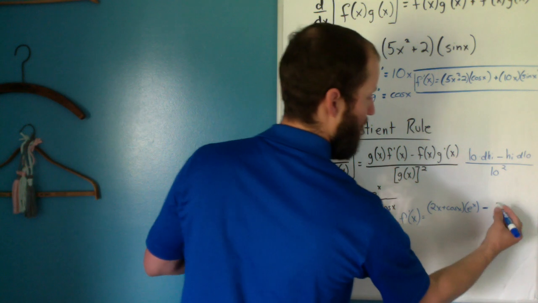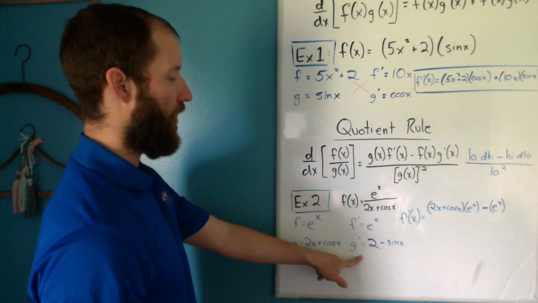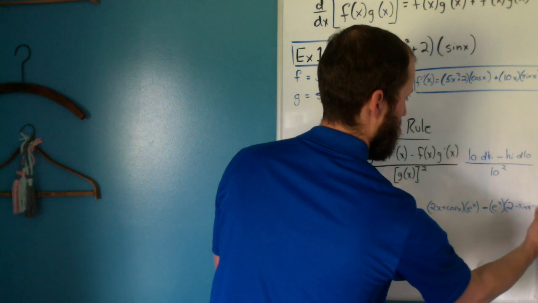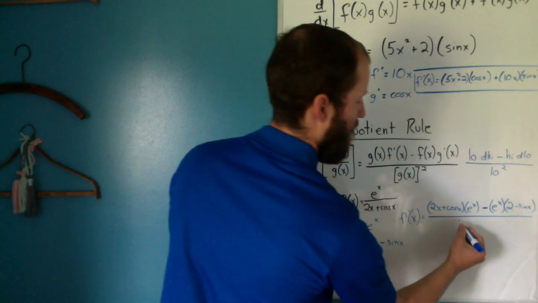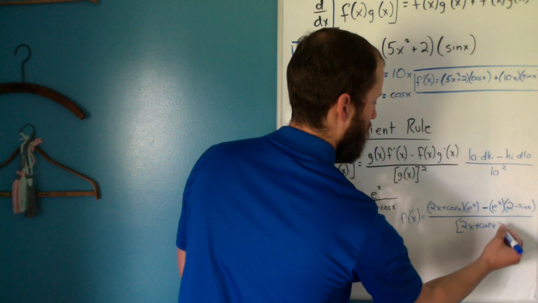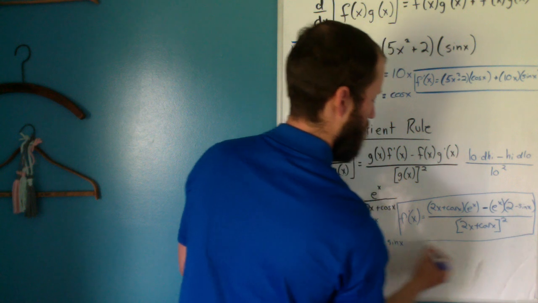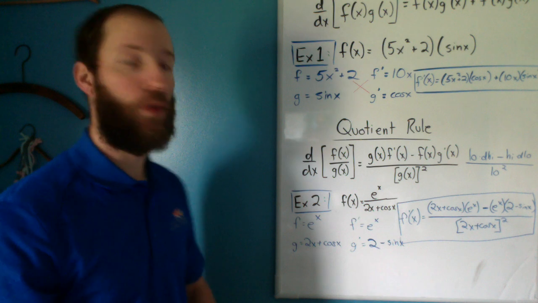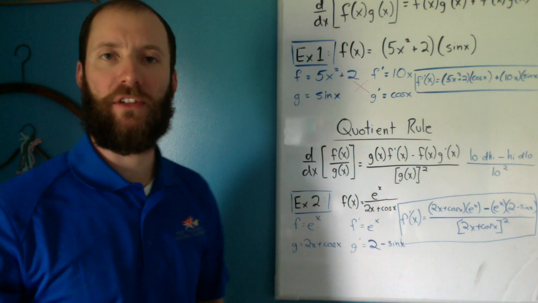So the high function, e to the x, d low, 2 minus sine of x. All over your low function squared. And you can leave it just like that. So, product rule, quotient rule, get your puzzle pieces, put your puzzle pieces together, a fun little rhyme that doesn't really rhyme for quotient rule.